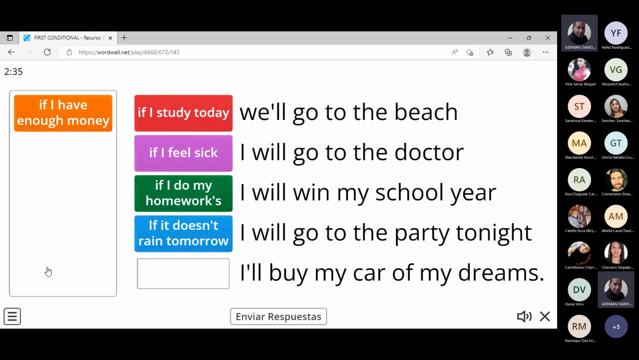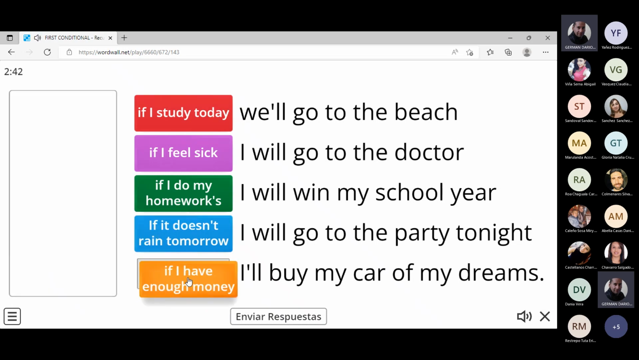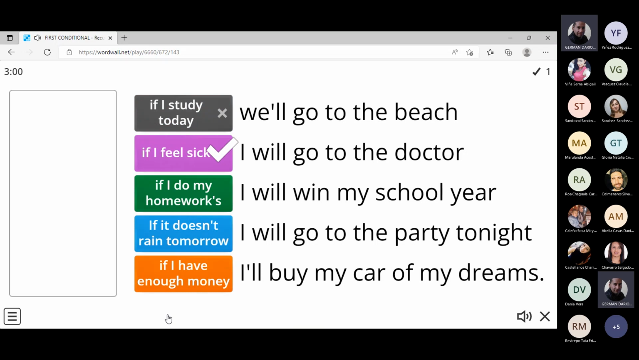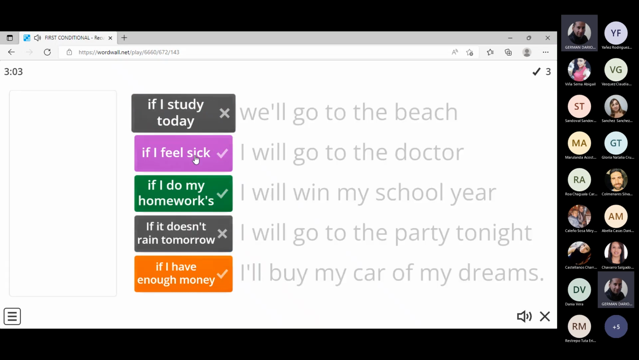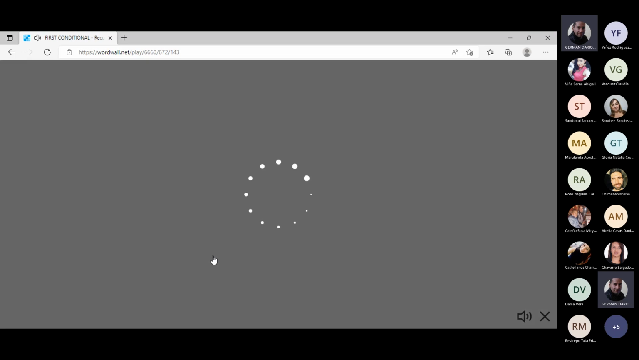I'll buy my car of my dreams. ¿Las dejamos así? Or you change something? ¿Cambia algo, Mauricio? O así. Like this. Yes, Mauricio? Okay, Mauricio. Supongamos que Mauricio dijo que yes. Okay, let's check their answers. No. We have two mistakes. Tenemos 2 errores. Oh my God. No problem.